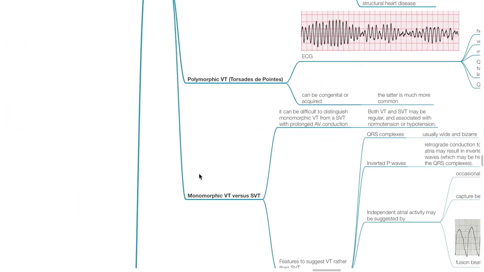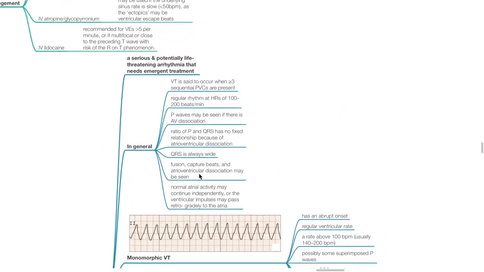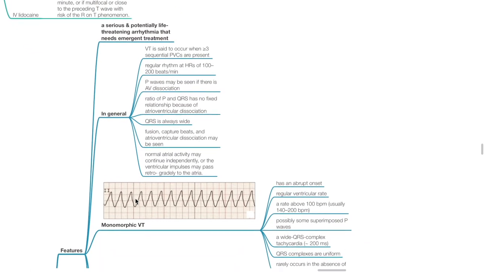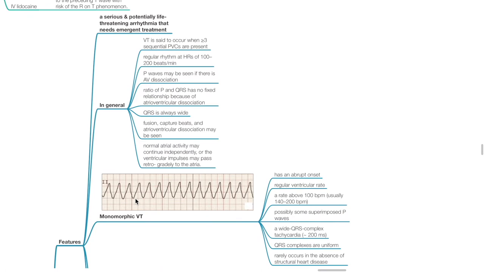Ventricular tachycardia. Features. Ventricular tachycardia is a serious and potentially life-threatening arrhythmia that needs emergent treatment. In general, VT is said to occur when 3 or more sequential premature ventricular contractions are present. Regular rhythm at heart rates of 100 to 200 beats per minute.